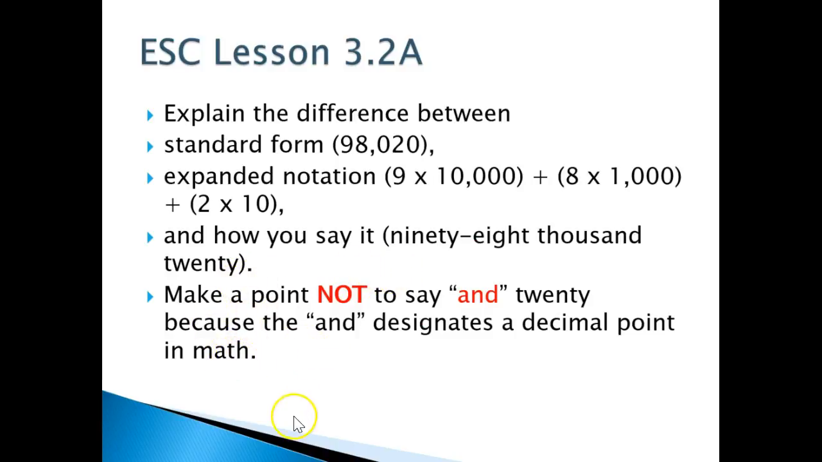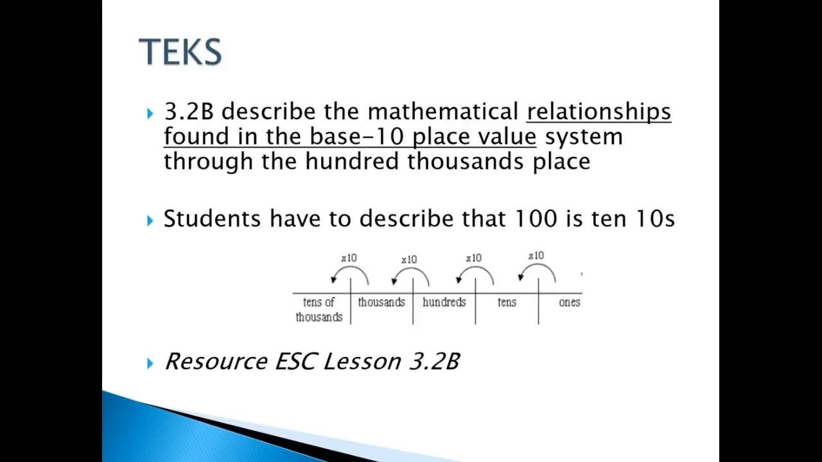We do not use the word "and" when reading a number. So when reading this number, 98,020, we do not say the word "and," because in math in 4th grade, it begins meaning a decimal point. So then the next thing you'll cover is 3.2b, and here you're going to describe the mathematical relationships found in the base 10 place value system.